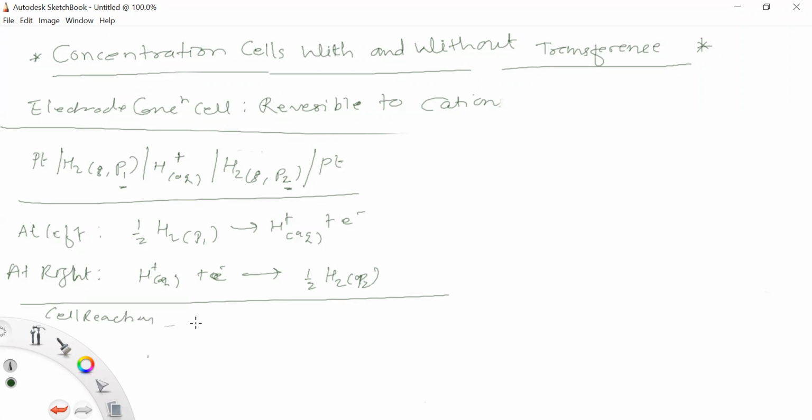So therefore the cell has 1 by 2 H2 at P1 and 1 by 2 H2 at P2. On the basis of this, the reaction coefficient is P2 1 by 2 upon P1 1 by 2. So the EMF of the cell is given by EC is equals to ER minus EL.